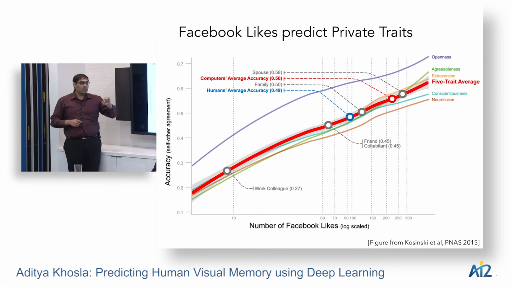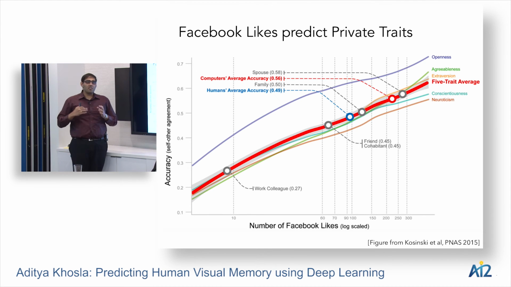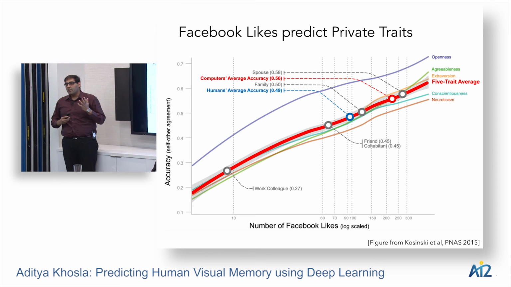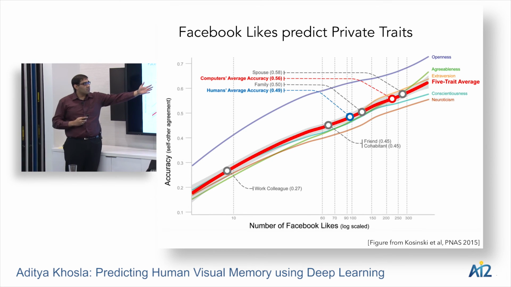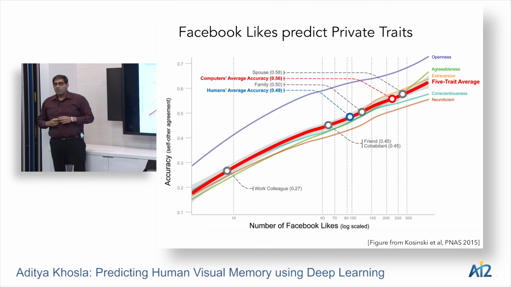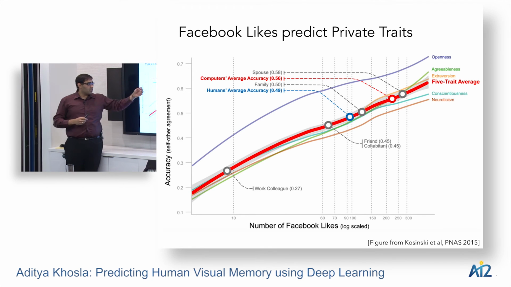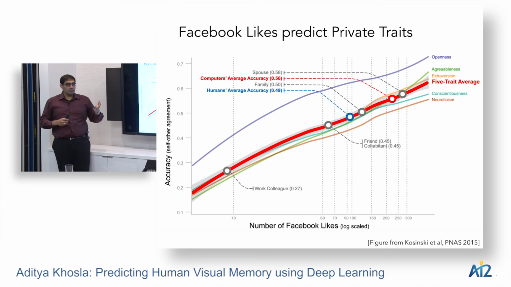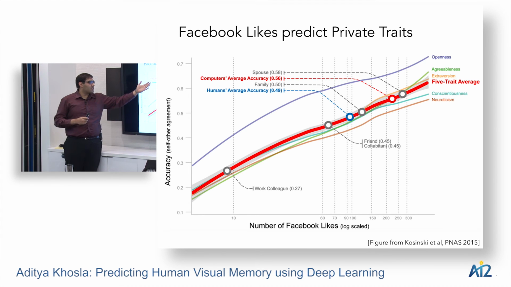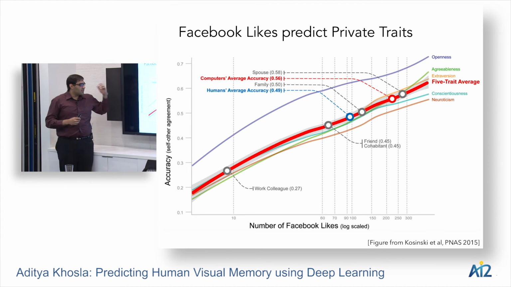So in this case, what they had done is they have a bunch of people who had taken this personality questionnaire consisting of about 330 questions, which allowed them to break down each person's personality into these 5 factors of openness, agreeableness, extroversion, conscientiousness, and neuroticism. So what they do is then they ask different people to predict these factors about you. So for example, they could ask your spouse, they ask your family, your friends, and your work colleagues.